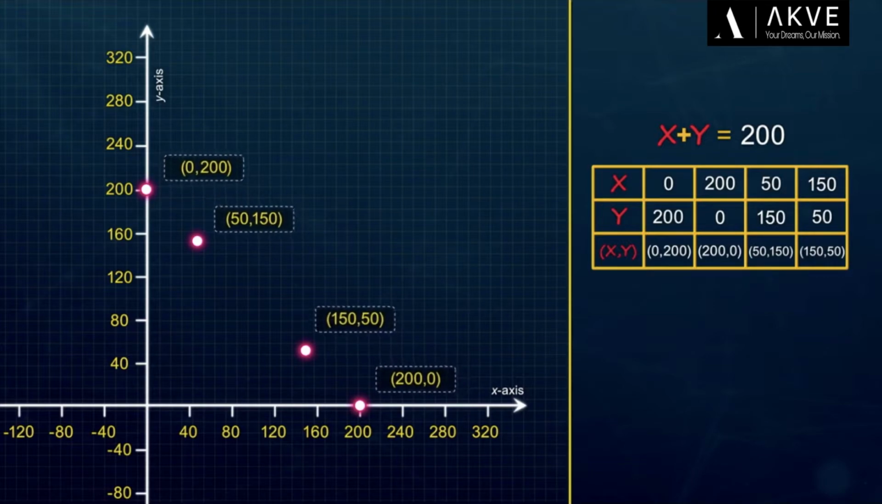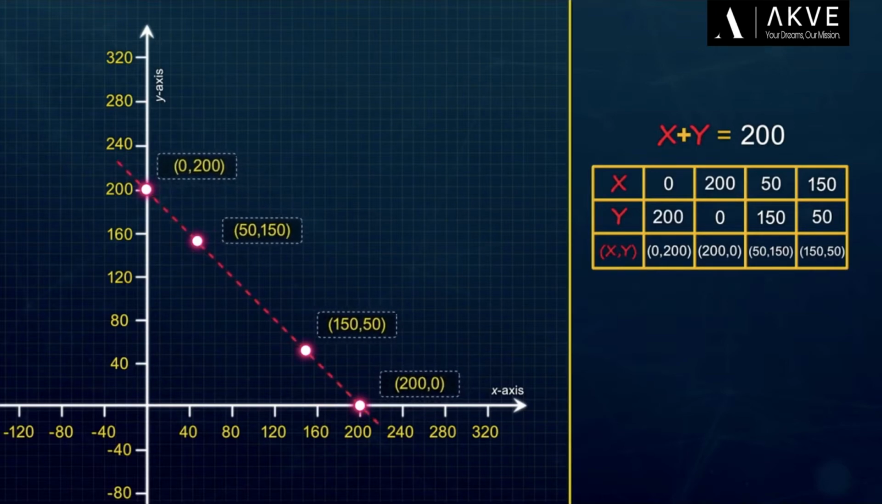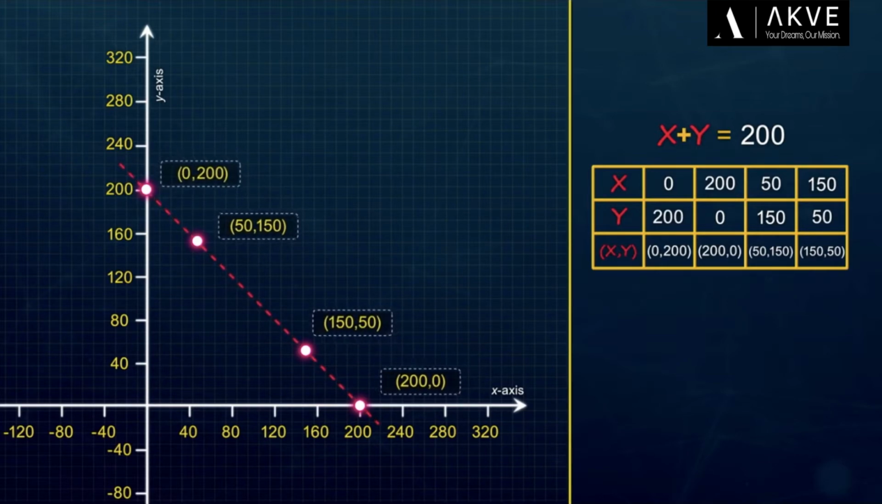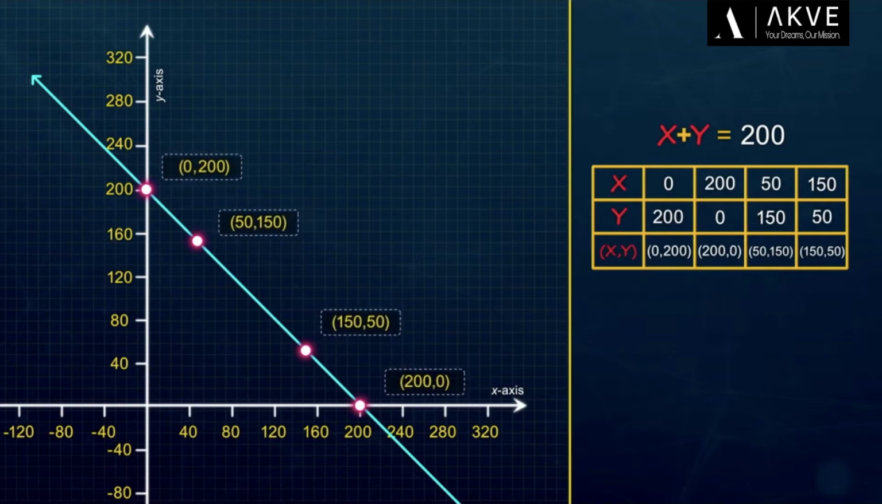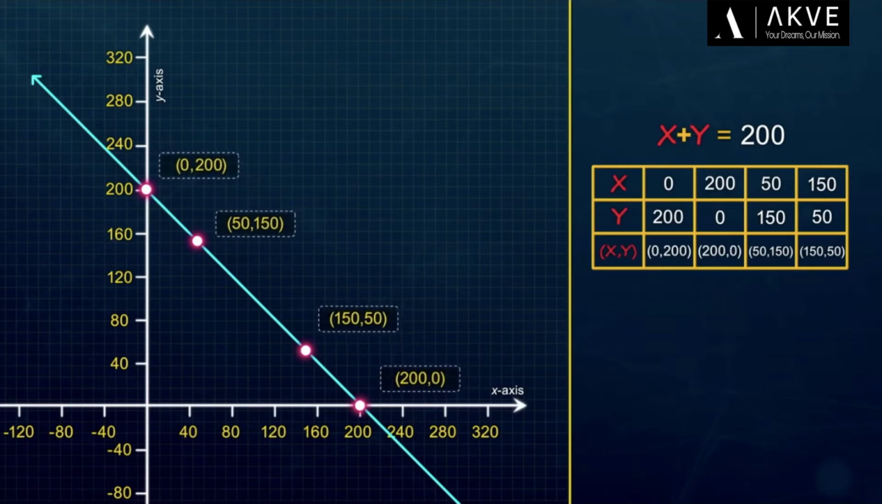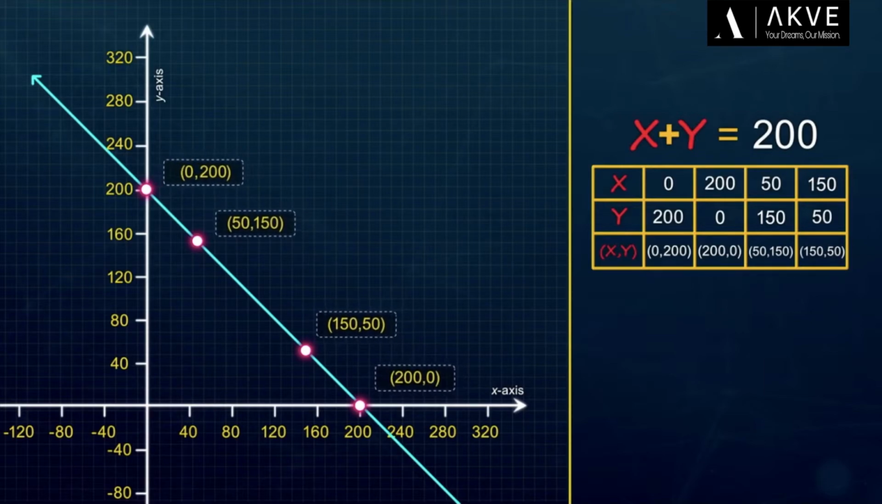If you observe carefully, all these points seem to lie on a line. Let's connect them. If we connect them, we can clearly see that all these points will lie on a single line, and if we extend this line, we can conclude that all the solutions to the linear equation x plus y equal to 200 will exactly lie on this line.